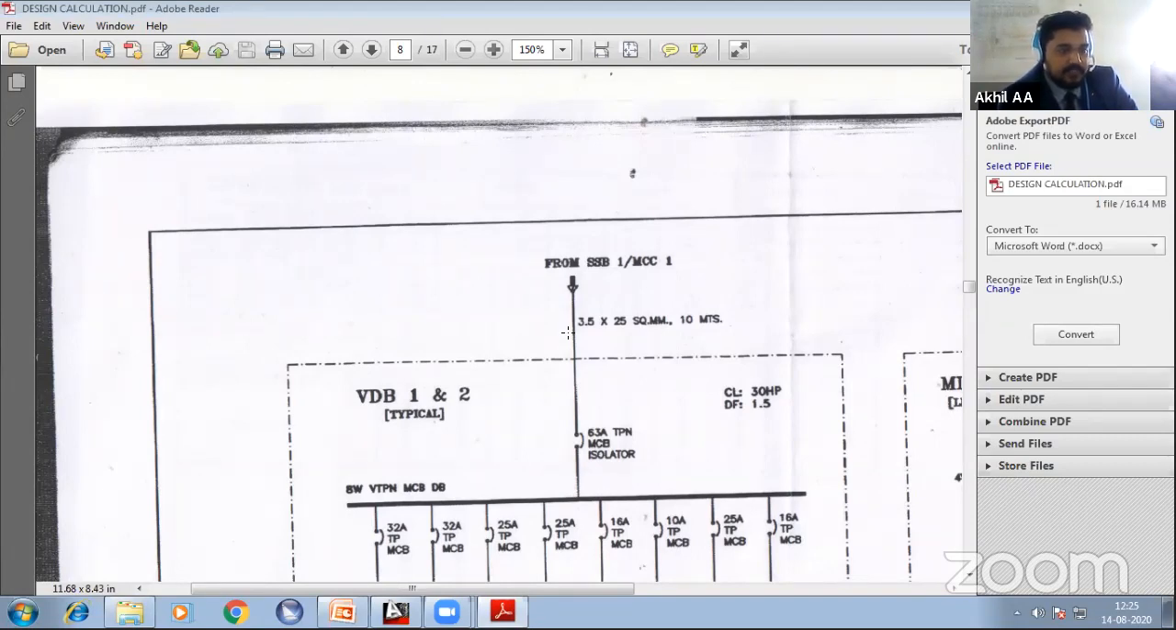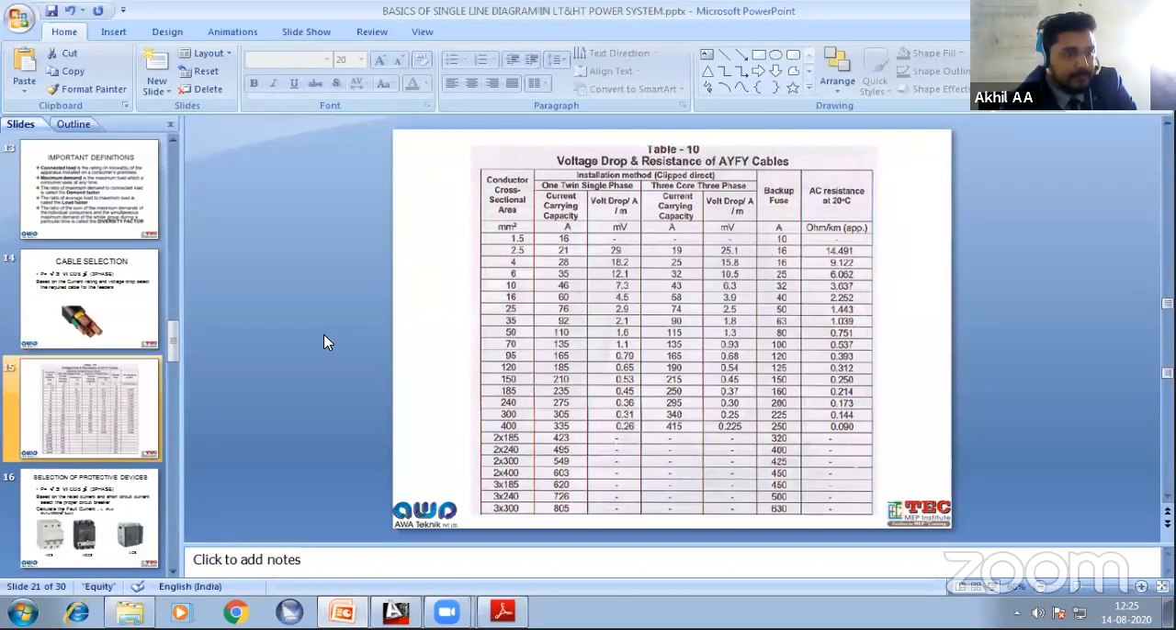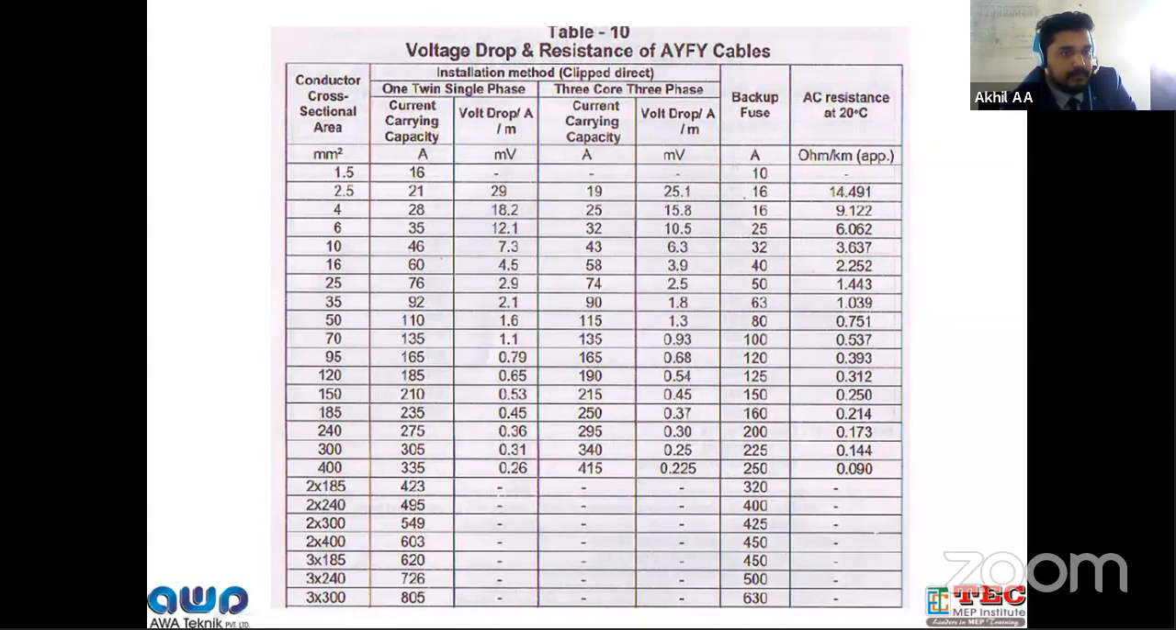If you have any doubts regarding this calculation, or regarding the previous apartment calculation, or regarding this total presentation, you can ask. Yeah, voltage drop calculation, you can ask me. The voltage drop calculation, right? Okay. I have taken the voltage drop chart.